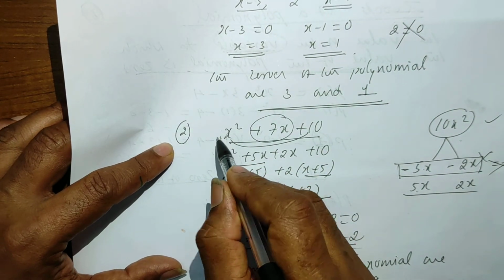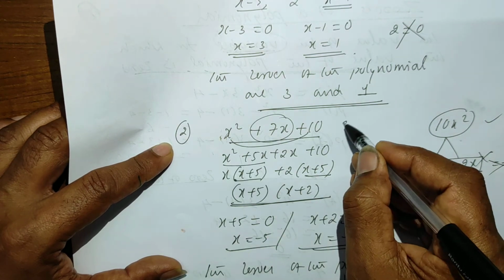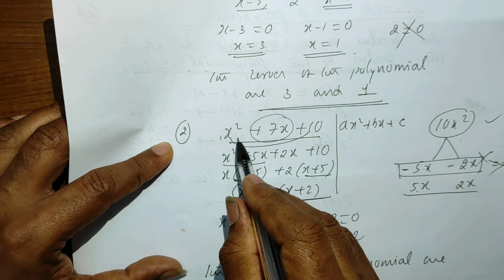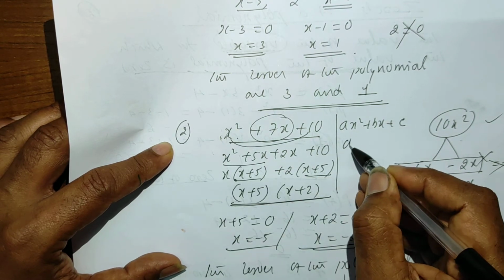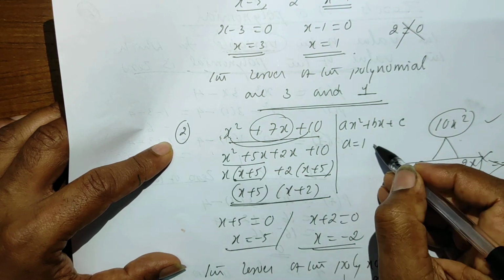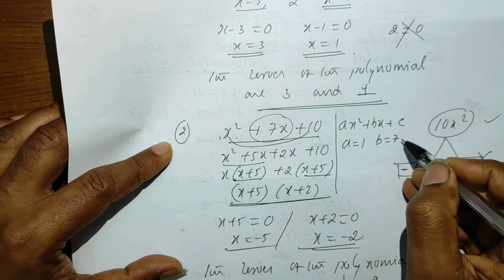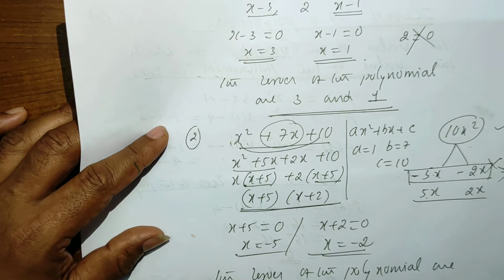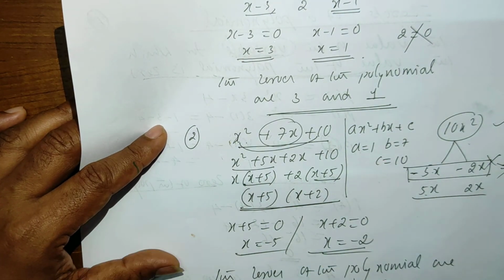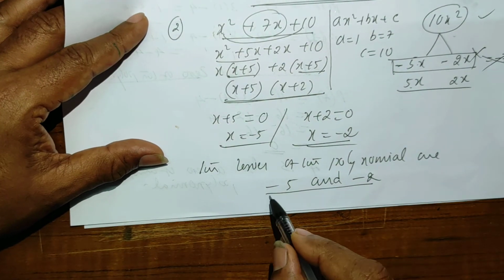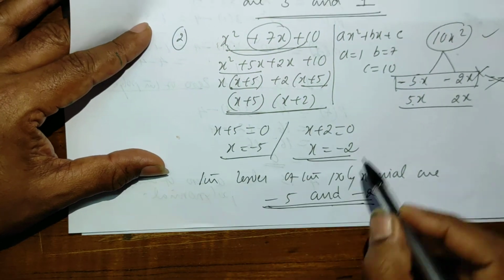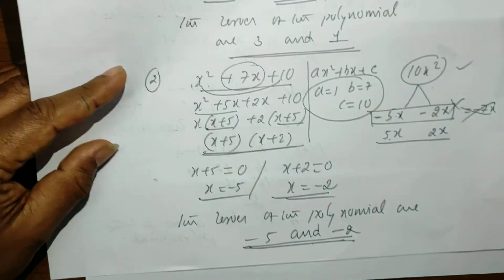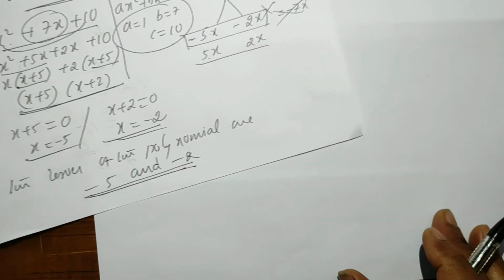Coefficients means, since it is in the form of ax square plus bx plus c, you can write the coefficients. Here a is 1, b is 7 and c is 10. Because we have to find out the relationship between the zeros of the polynomial and coefficients of the polynomial. So let us find out the relation.